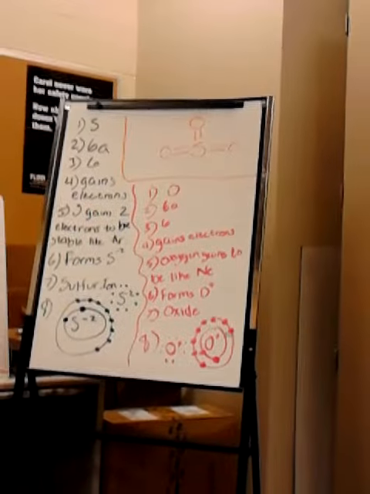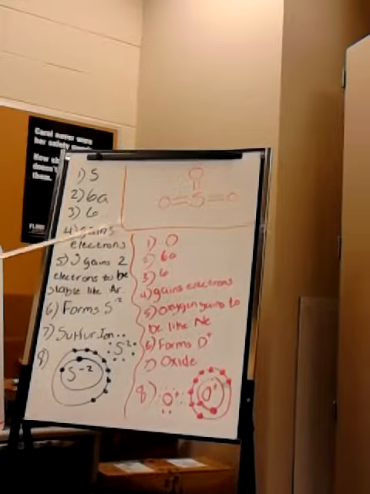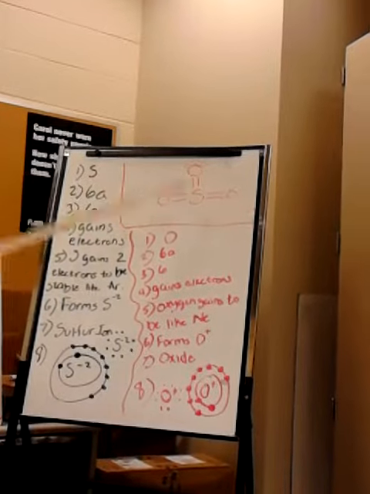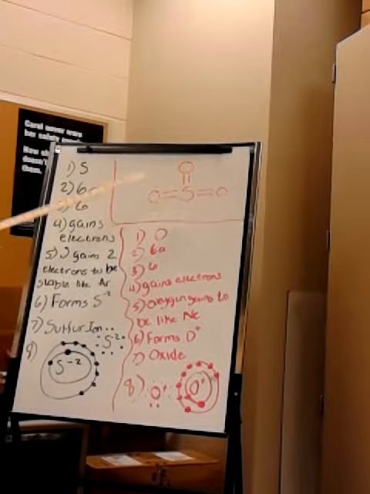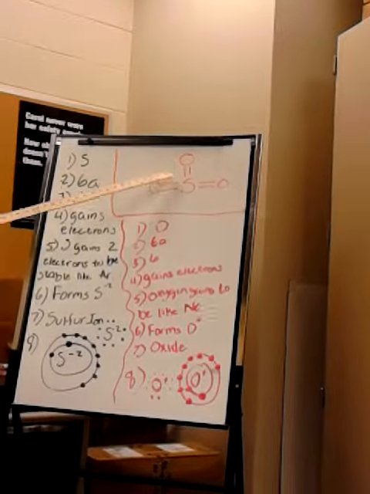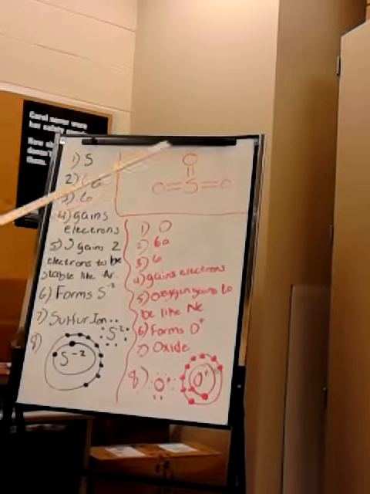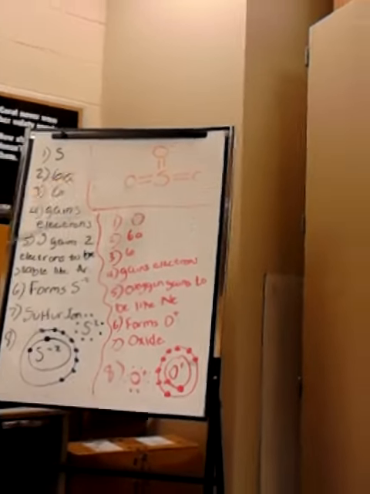In order to be stable, one sulfur element will have to give 3 oxygen atoms its 2 valence electrons. So 2 will go to one, 2 will go to the second one, 2 will go to the third one, and that makes oxygen have 8 valence electrons.